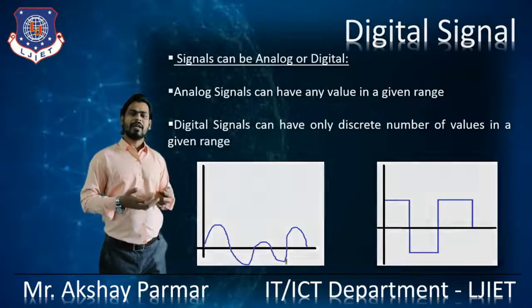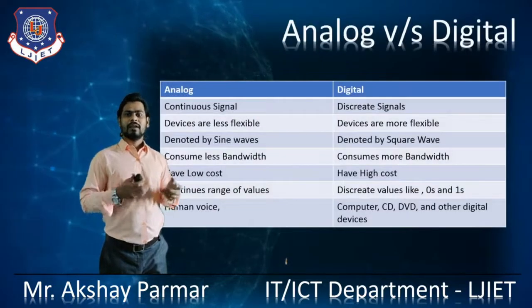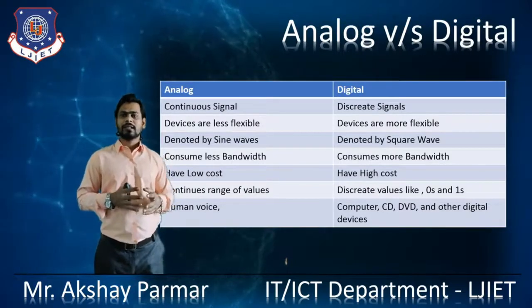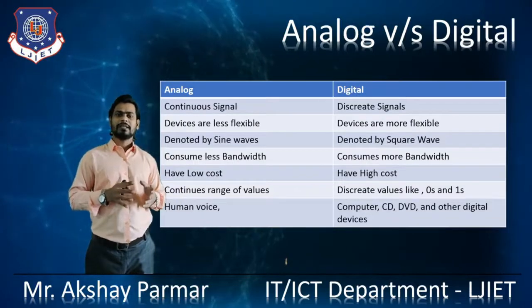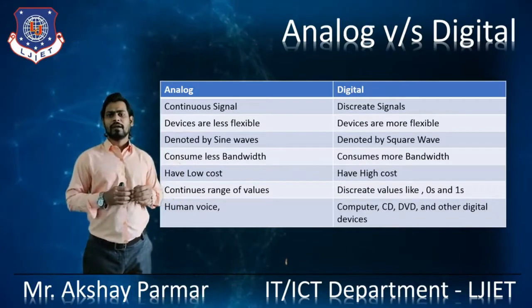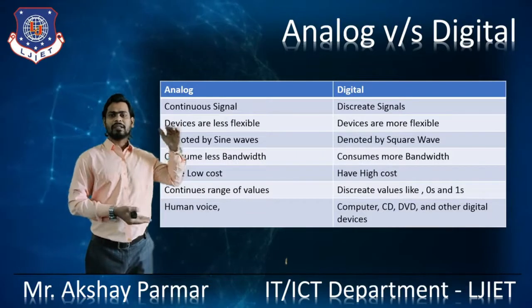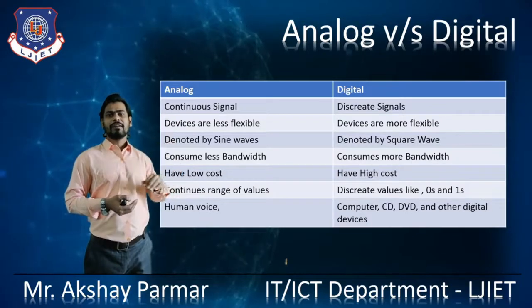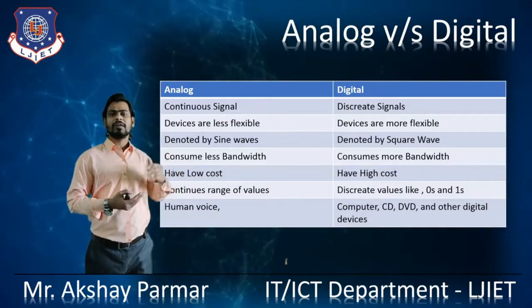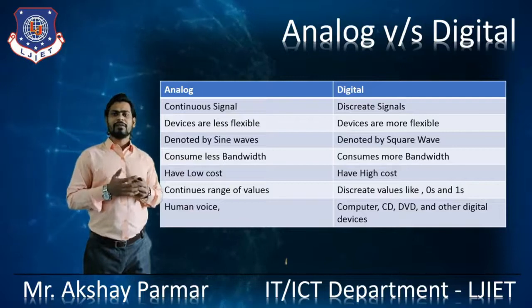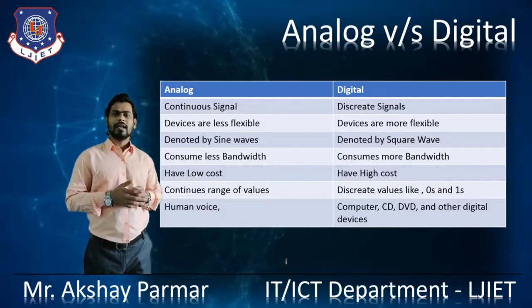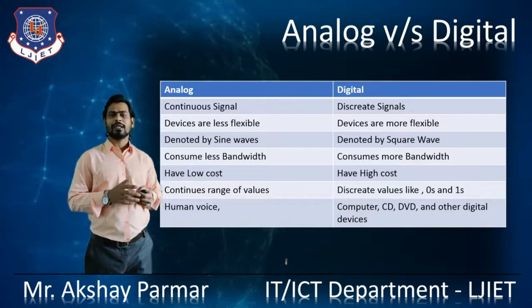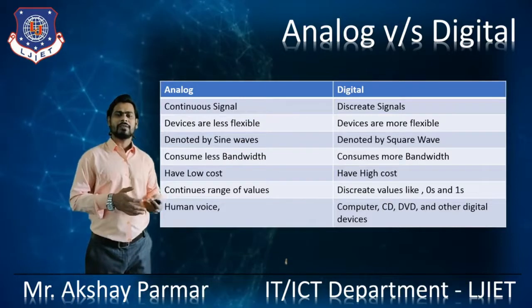Let's see the difference between analog and digital signals. Analog signals are continuous signals, whereas digital signals are discrete signals. You can have any value within a particular time range in analog signals, and you can only have values at particular levels in a given time range in digital signals. The devices used to work with analog signals are less flexible compared to digital signals. The devices used with digital signals are more flexible.